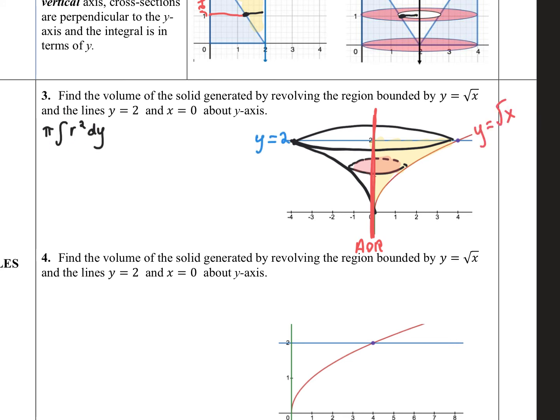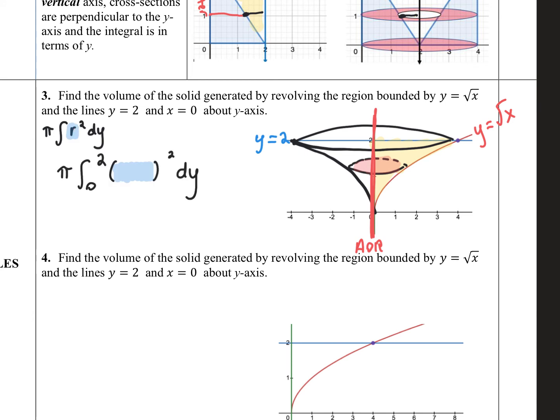Here's my general formula for the disk method, pi r squared. I'm doing this with respect to y because I have a vertical axis of rotation. And my limits are going to go from low y to high y. So when I look at the shaded region, the lowest y value is a 0, and the highest y value is a 2, so that gives me my limits.